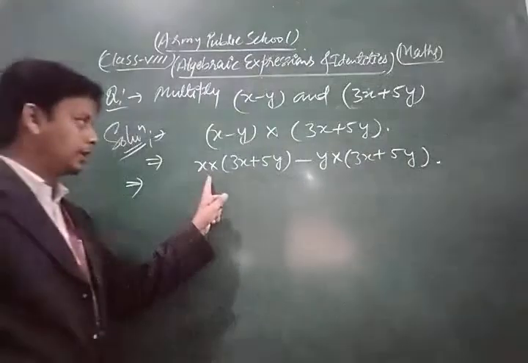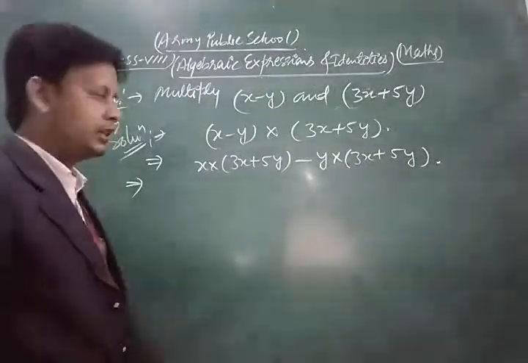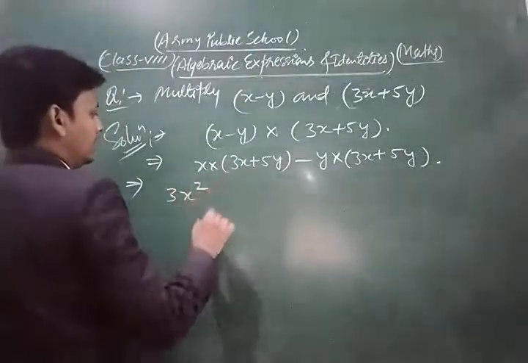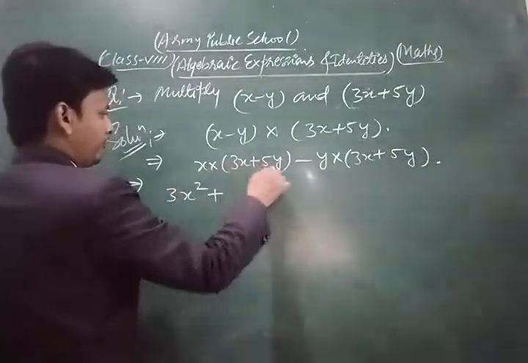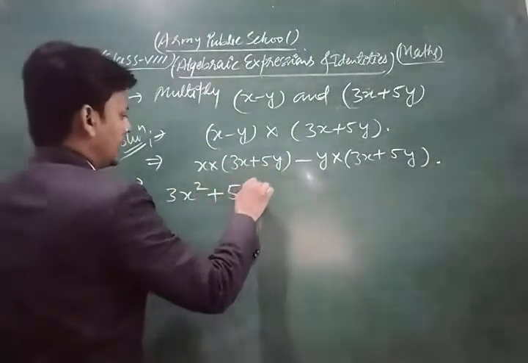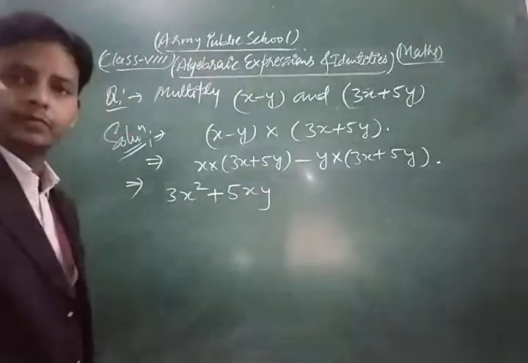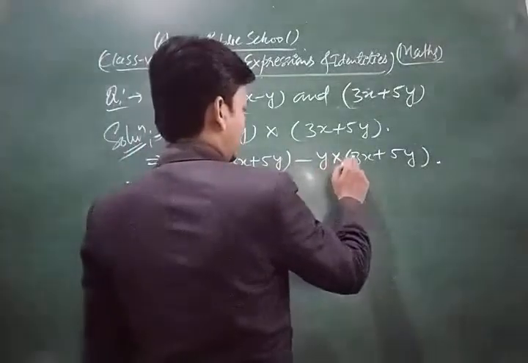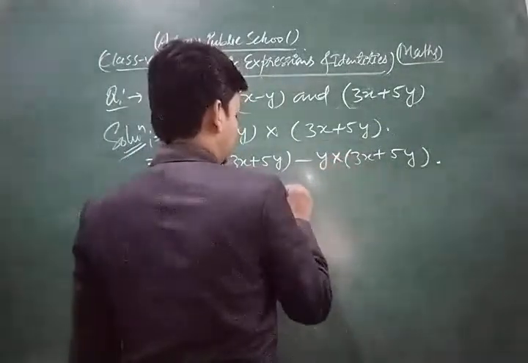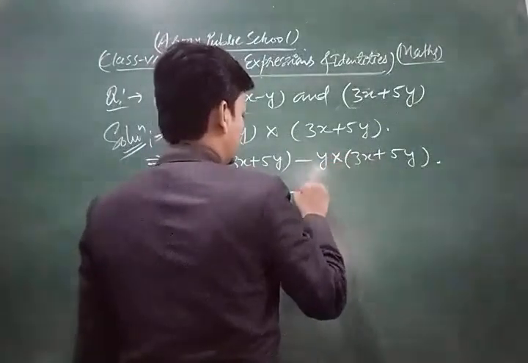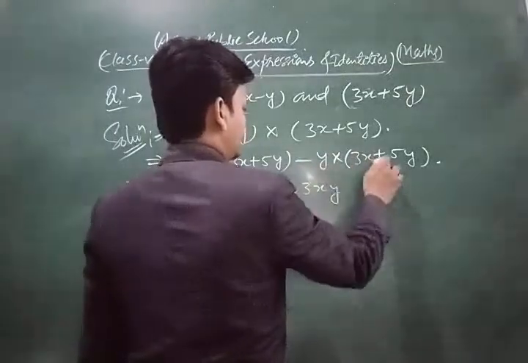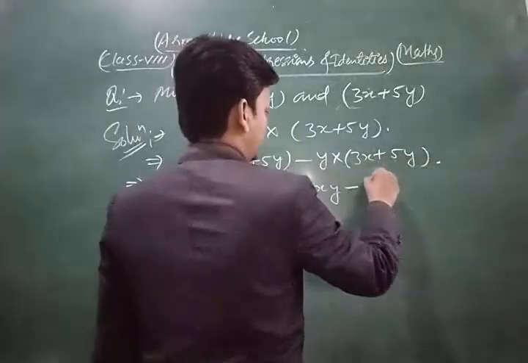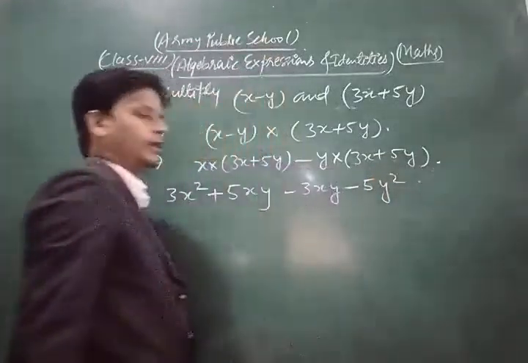Look, first of all we multiply x into 3x and 5y. So if we multiply x into 3x, we have 3x square, plus 5x into y, that is 5xy. Now similarly we multiply minus y in these terms, so minus y into 3x is minus 3xy, and minus y into 5y, that is y square, is minus 5y square.